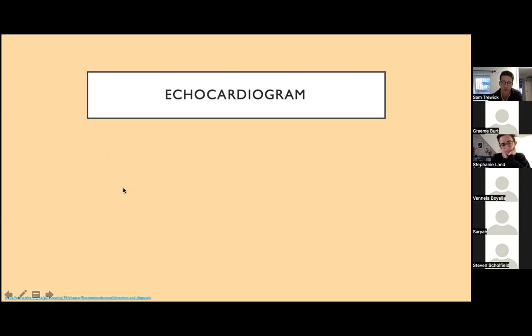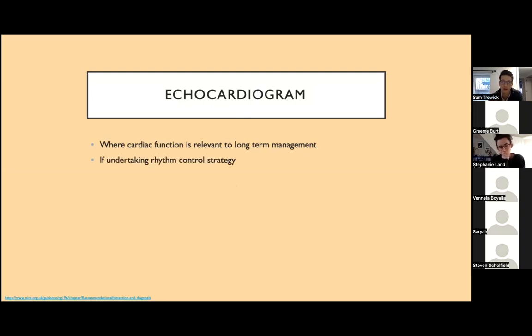NICE have published these ambiguous guidelines which relate to echocardiogram with AF. They say that patients who come in with AF should have an echocardiogram if the cardiac function is relevant to their long-term management. And I'll come on to talk about the nuances of that in a little while. Also if you're undertaking any rhythm control strategy, again, I'll talk about that soon. And if you've got any suspicion of any underlying structural or functional heart disease. So there are your 3 reasons to do so.